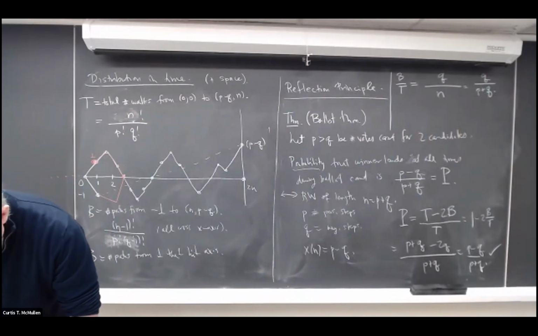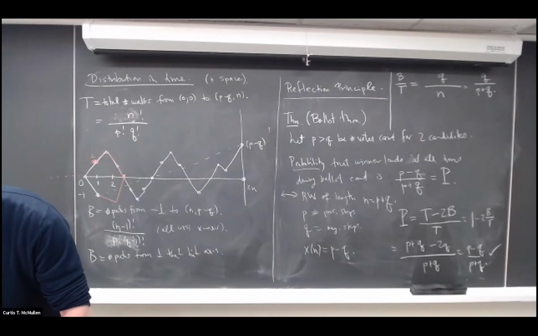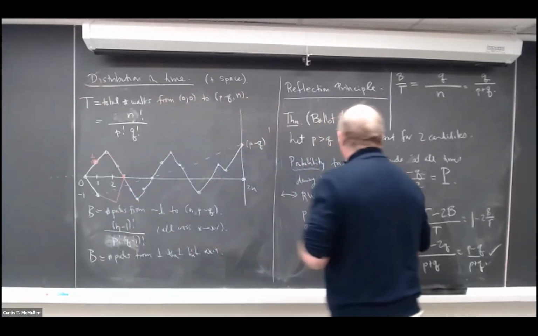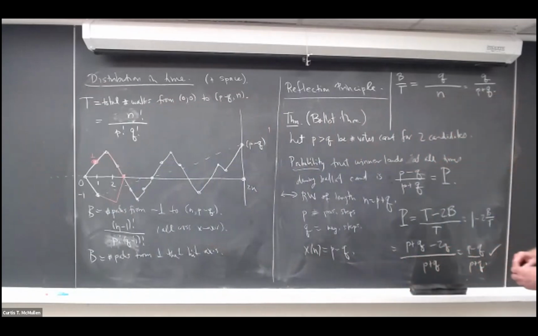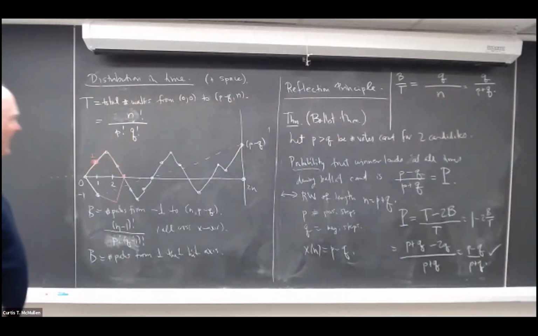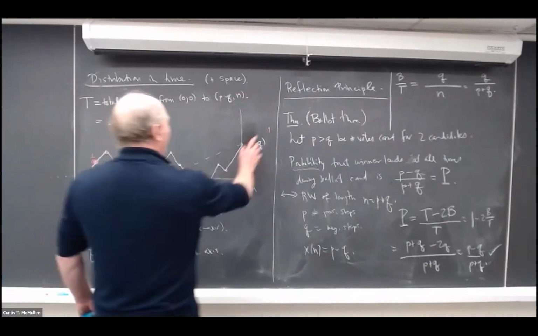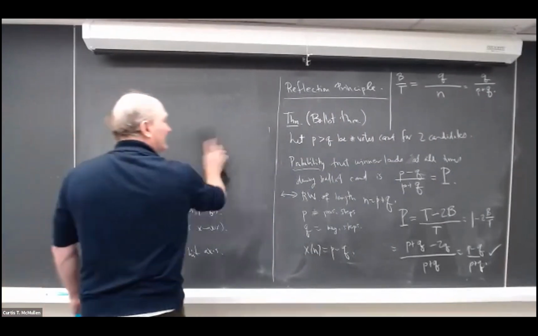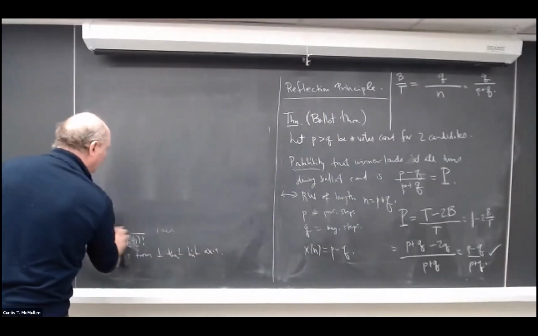Great, so we're almost done. It should now be possible to calculate the probability that a first return to the origin occurs at epoch 2n. Okay, so let's keep the ballot theorem on the board, and then we'll see that this has something to do with that.